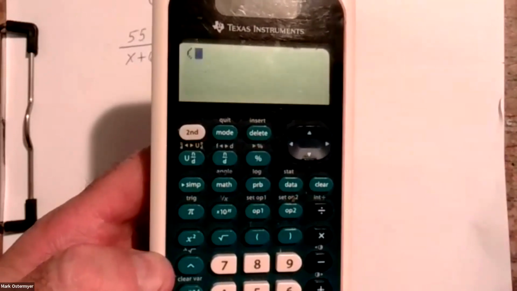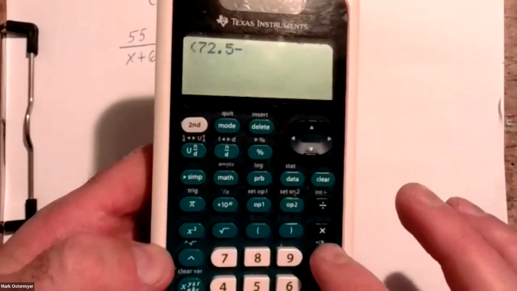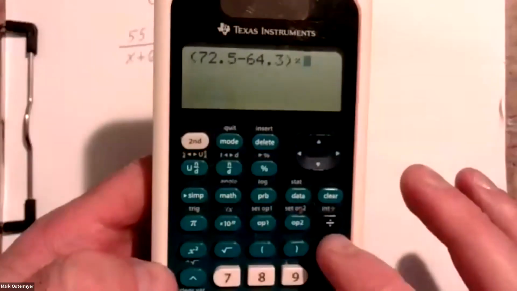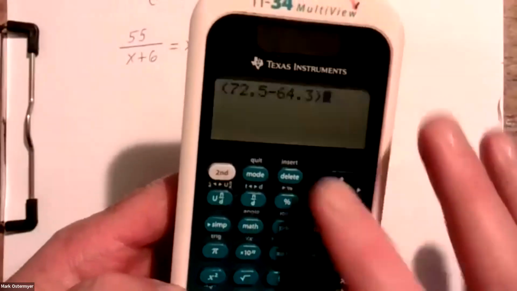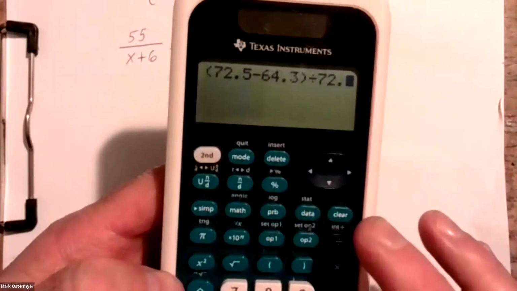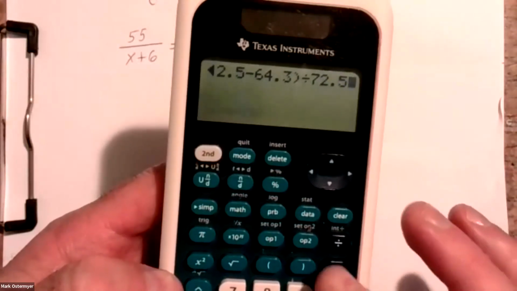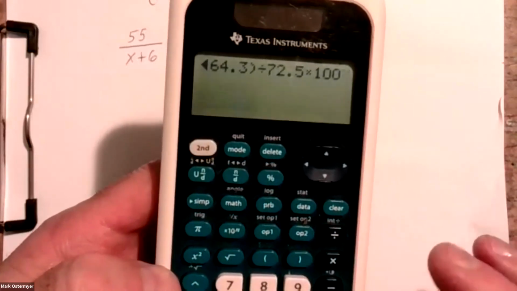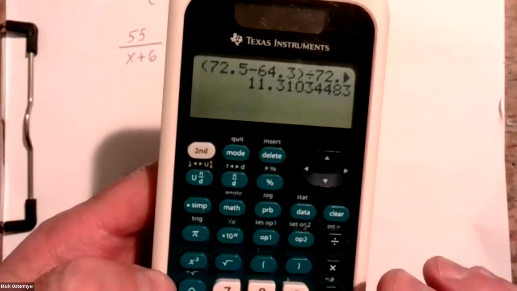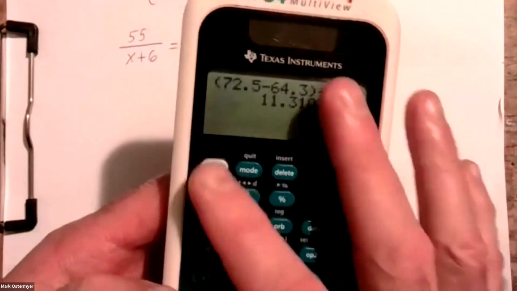72.5, 64.3. Okay. So I'm going to type in 72.5, subtract 64.3, divided by the original number, which is 72.5. And then, ladies and gentlemen, I'm going to multiply this by 100% at the end. Everybody see how I type that in there? And that gives me 11.3% what? Decrease in spending. Everybody see how I did that?